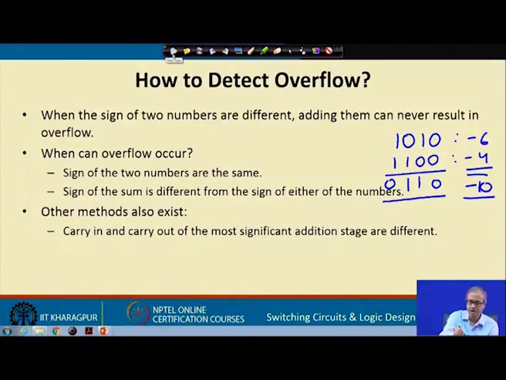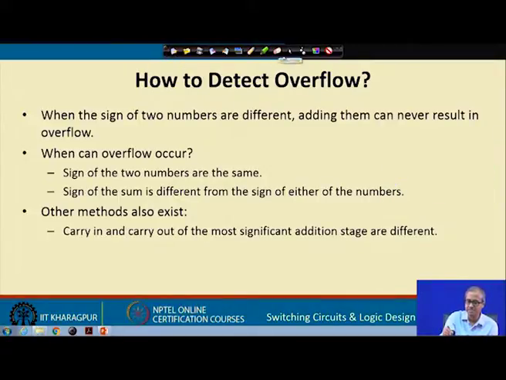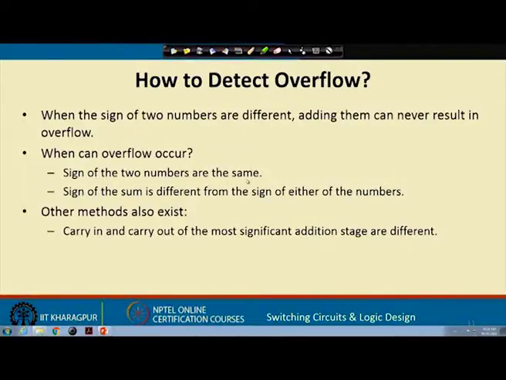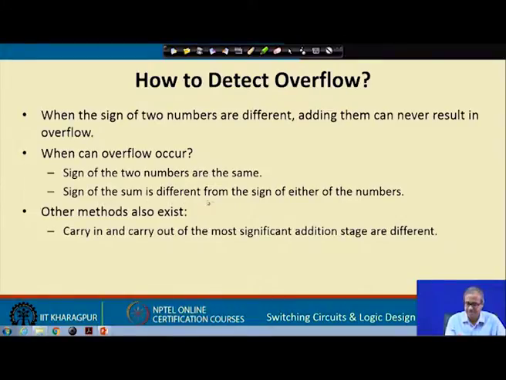So, how do we detect overflow? Detecting overflow is not that difficult. Overflow cannot occur if one of the numbers is negative and the other is positive; if you add them, there can be no overflow. Overflow can only happen when both the numbers are negative or both the numbers are positive, then only it can go out of range. So, the sign of the two numbers must be the same, this is the first requirement, and the sign of the sum is different from the sign of either of the numbers. In the first example, the signs of the two numbers were 0 and 0, but the sign of the sum became 1. In the second example, the numbers are negative, they were 1 and 1, but the sign of the sum was 0.